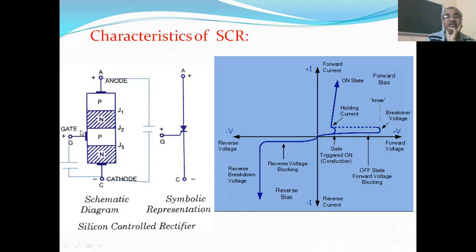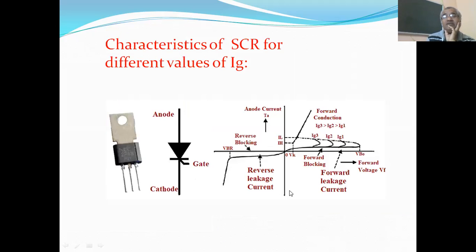As soon as gate voltage is applied, the SCR is turned on. As the gate current increases, the forward breakover voltage decreases. This is the region of the characteristics up to which the device is off. That is called the forward blocking region.